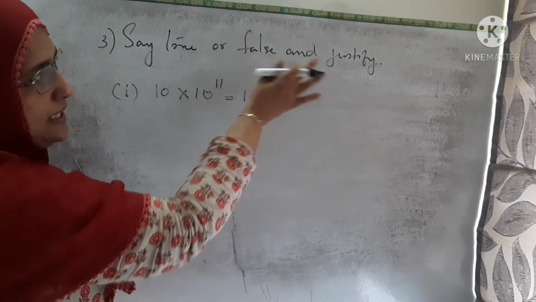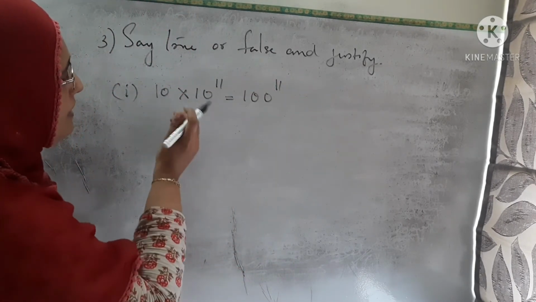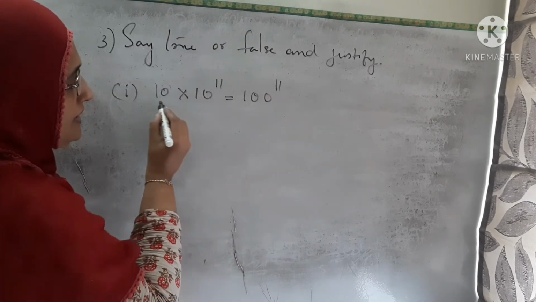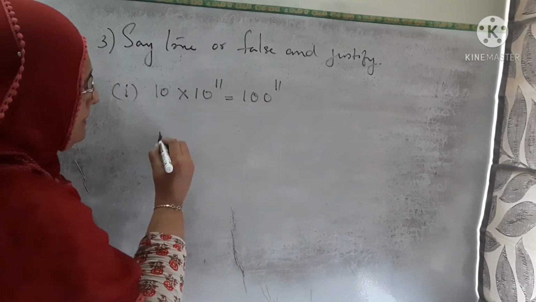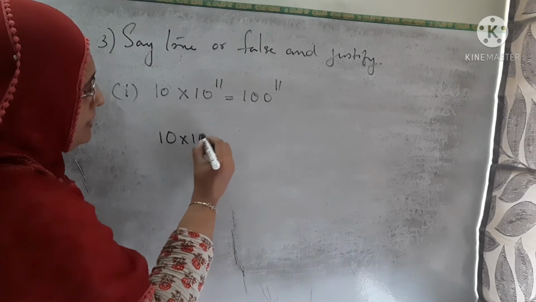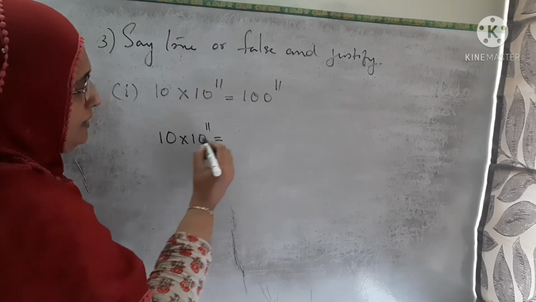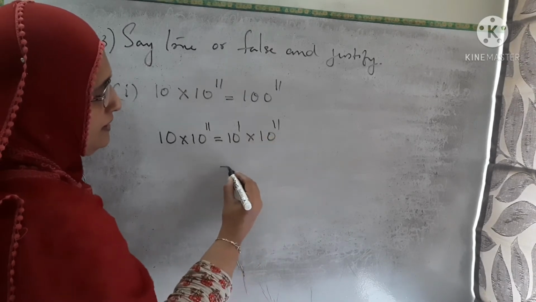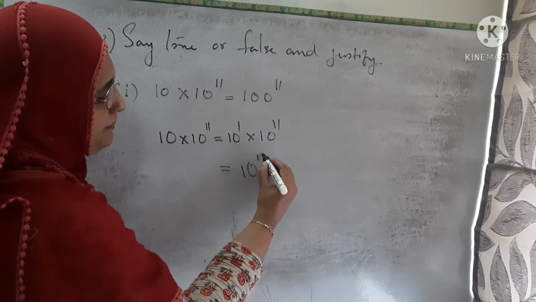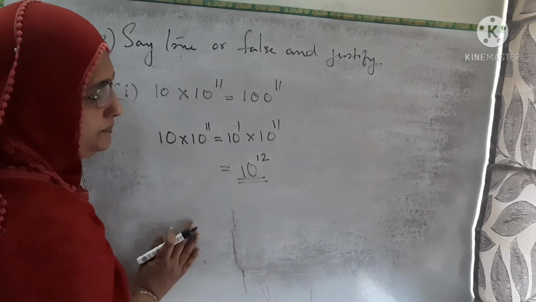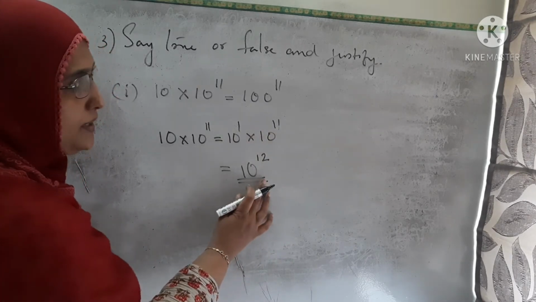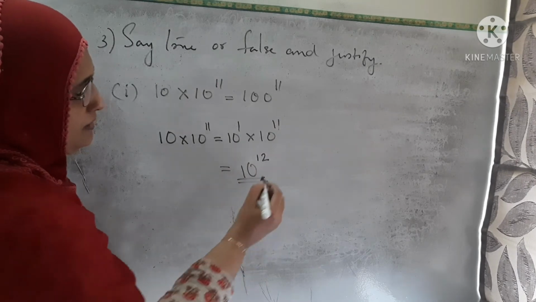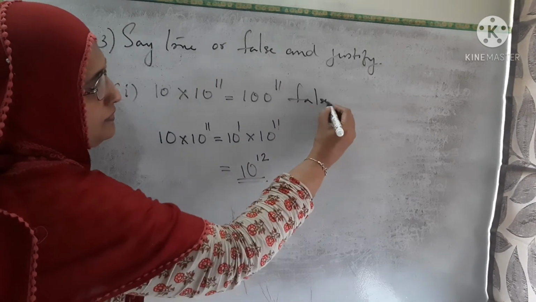Say true or false and justify your answer. See, here it is given 10 into 10 raised to 11 is 100 raised to 11. Actually, what is 10 into 10 raised to 11? 10 into 10 raised to 11 is equal to 10 raised to 1 into 10 raised to 11. That will be 10 raised to 12. Isn't this 1 plus 11, 12. But it is given 100 raised to 11. That is wrong. So this is false.